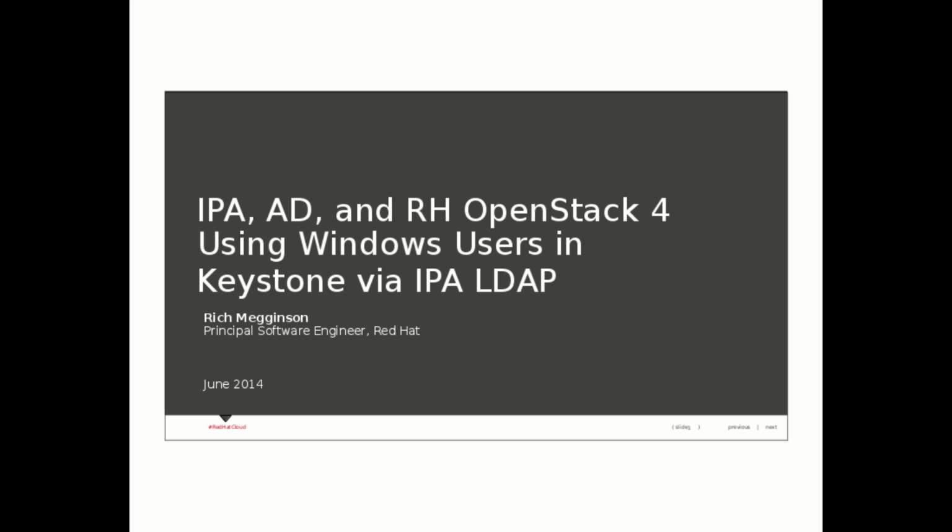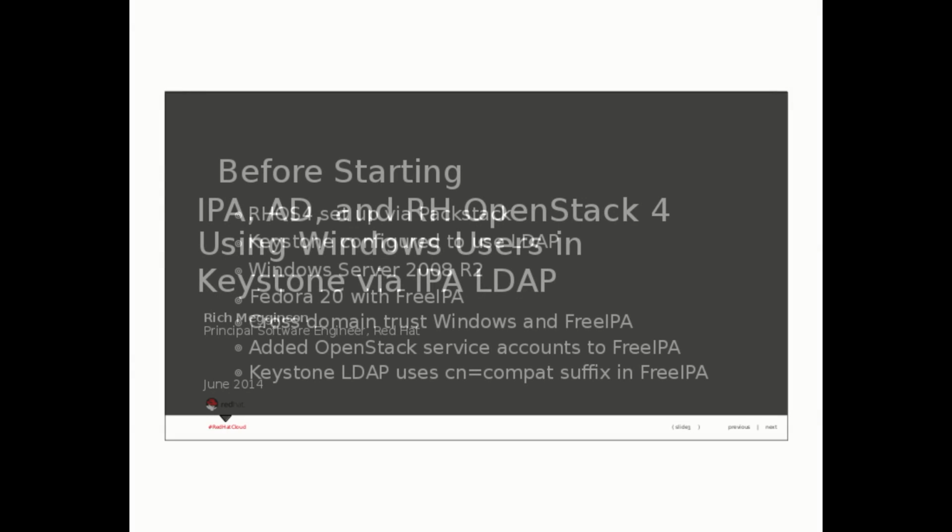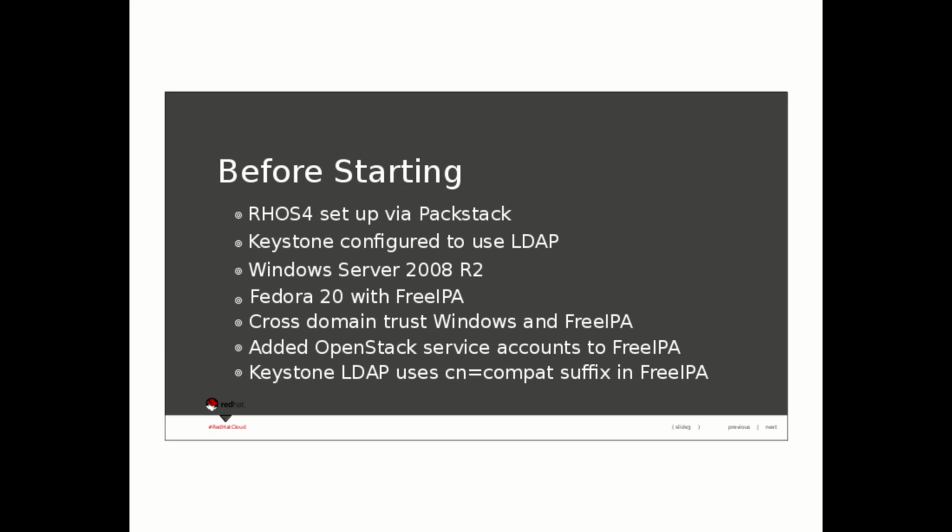I'm going to show a demonstration about how to use Windows users in OpenStack and Keystone via FreeIPA LDAP. I have already set up Red Hat OpenStack 4 in a rhos6 VM that I used PackStack to set up. I have configured Keystone to use LDAP instead of the SQL backend that PackStack uses.